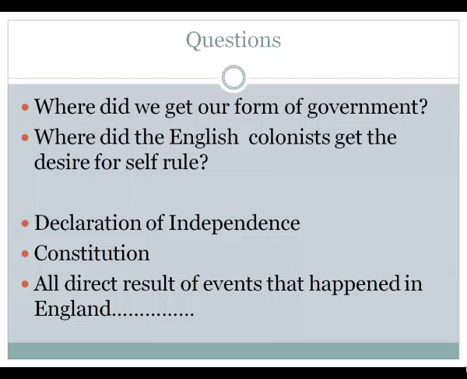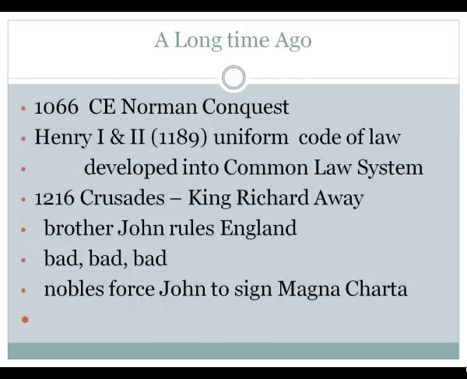I know you've been sitting around and wondering about this. Where did we get our form of government from? Now, by our form of government, I mean the United States. And where did those English colonists get the idea or the desire for self-rule? When you get right down to it, our Declaration of Independence and our Constitution are a direct result of events that happened in England decades ago. And by decades, I probably should say centuries.